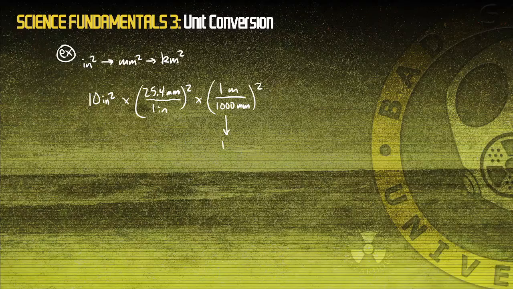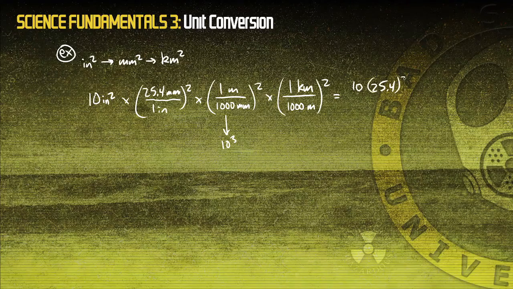And you can call that 10 to the third if you want, it doesn't matter. And then you multiply that by 1 kilometer per 1,000 meters. Square that conversion factor. So you're just left with 10 times 25.4 squared divided by 10 cubed to the 4th power. And that's gonna, oops, not meters. That's gonna be kilometers squared.